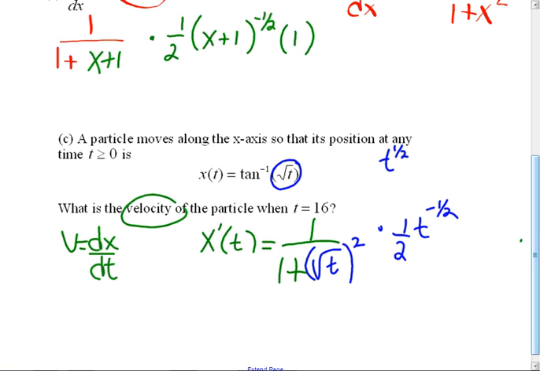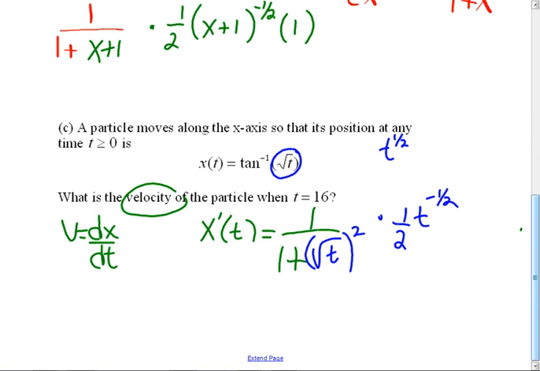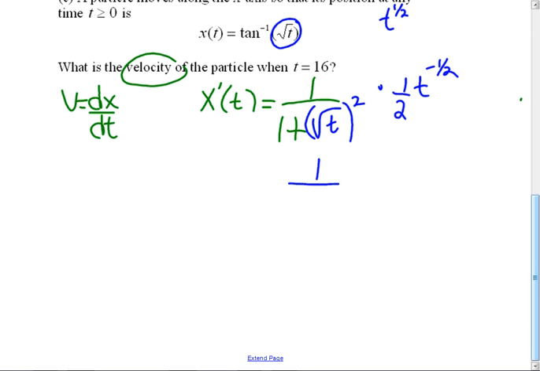And you can substitute in 16. Do we have any problems with doing that? We might. So I better simplify it so I can do this better. It's 1 over 1 plus t times 1 over 2 times the square root of t. If you substitute 16 in here, and 16 in there, t to the negative 1/2 is a square root, but because it's negative, it's in the denominator. Okay, the negative puts it in the denominator.